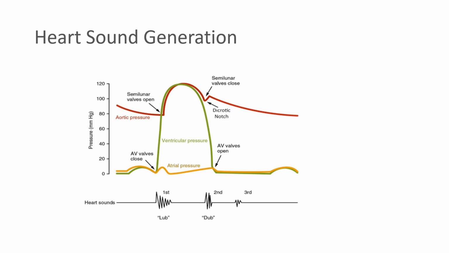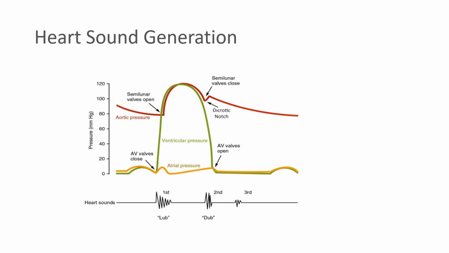Heart sound generation. You can see in the picture what is the lub sound and what is the dub sound. You can hear them. Lub means S1, dub means S2. We also have S3 and S4 sounds. If S3 and S4 are present, something abnormal is happening in your heartbeat.